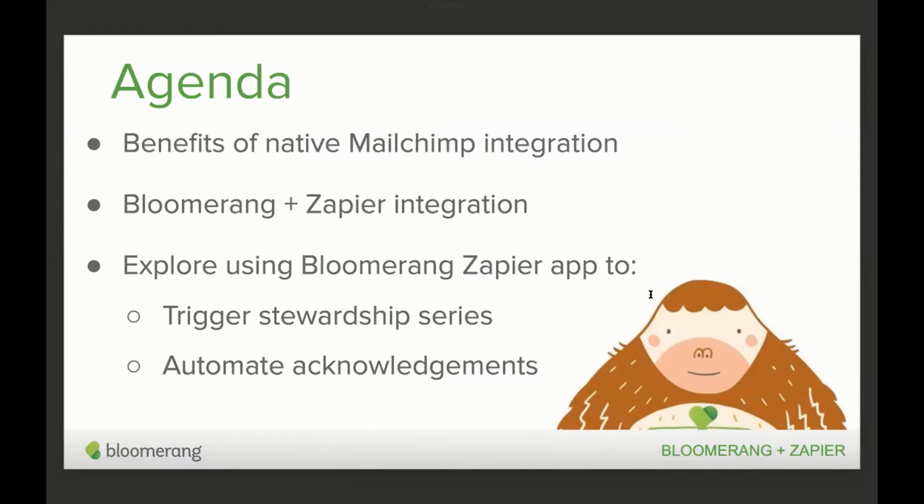So today we're going to cover a few things. I'm going to touch on real quick some of the benefits of the native Mailchimp integration. Then we're going to introduce how Bloomerang and Zapier work together, why Zapier integrations are a key feature of your Bloomerang system and fundraising strategy, and then explore and demonstrate how you can use the Bloomerang Zapier app with Mailchimp to not only trigger a recurring donor stewardship series, but also automate email acknowledgements for your recurring donors.